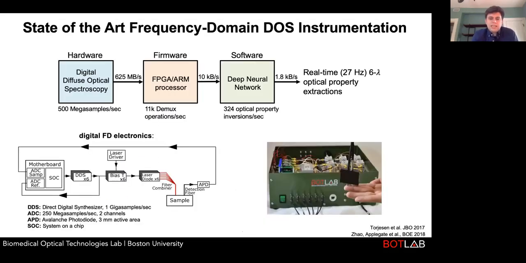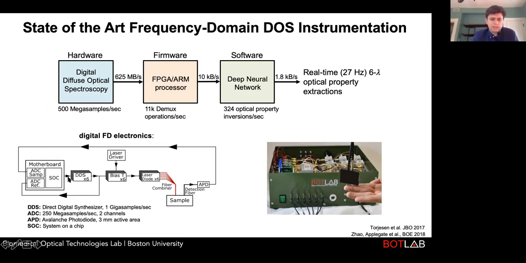What does the instrumentation look like? Well, the instrumentation is still being developed. There's one commercial device available, but not for clinical usage, only for research laboratories. So we make our own frequency domain diffuse optical spectroscopy devices. And these days we're using all digital electronics, and we make them completely custom. So it starts with hardware. We use fast digital hardware.